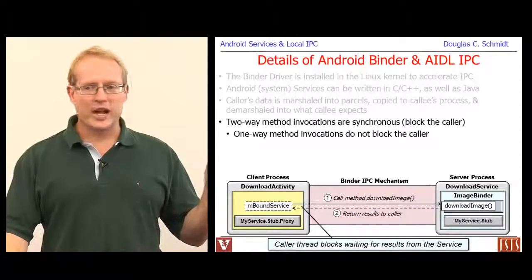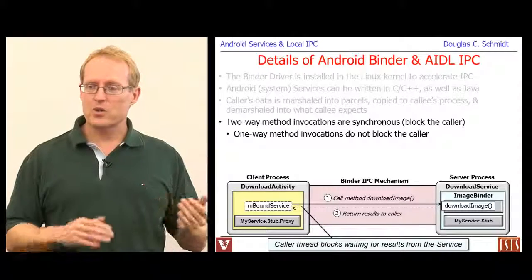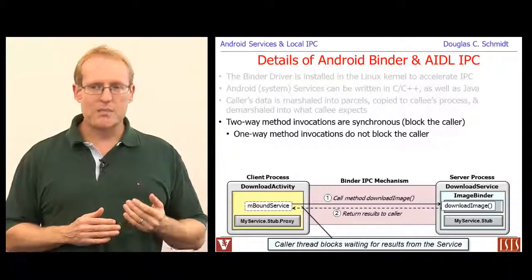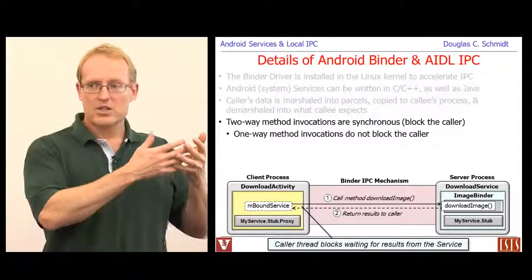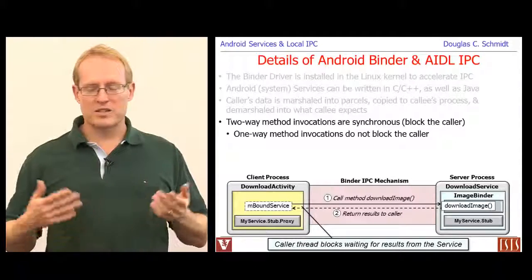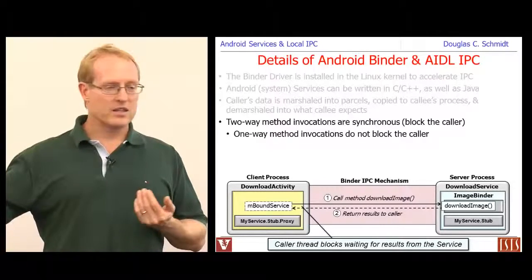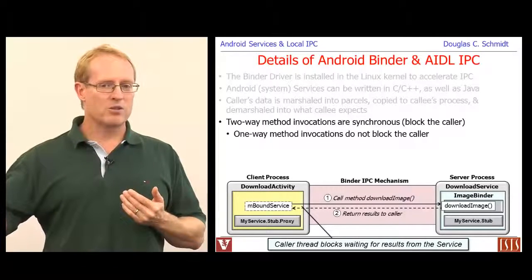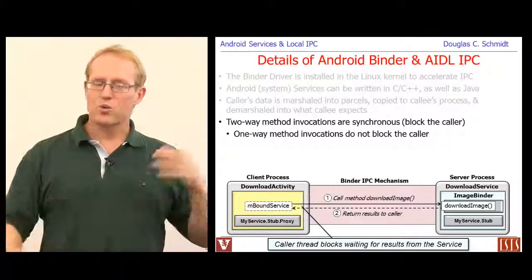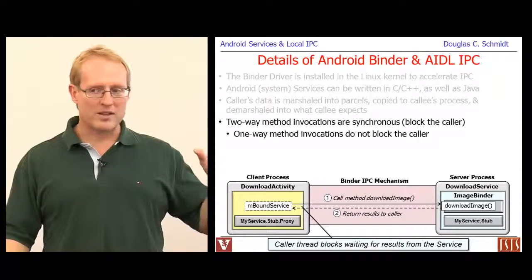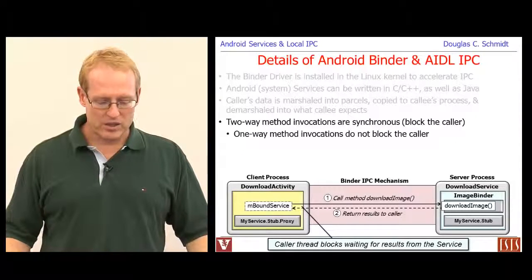By default, if you don't do anything else, you get two-way call semantics. What that means is you invoke the method synchronously, which is just a fancy way of saying the caller blocks until the callee, the service, is done processing the request and returns with the return value. And we'll talk more about the types of data that can be passed shortly.